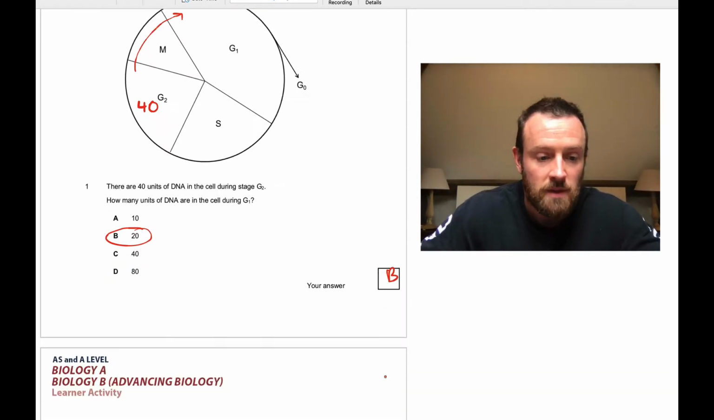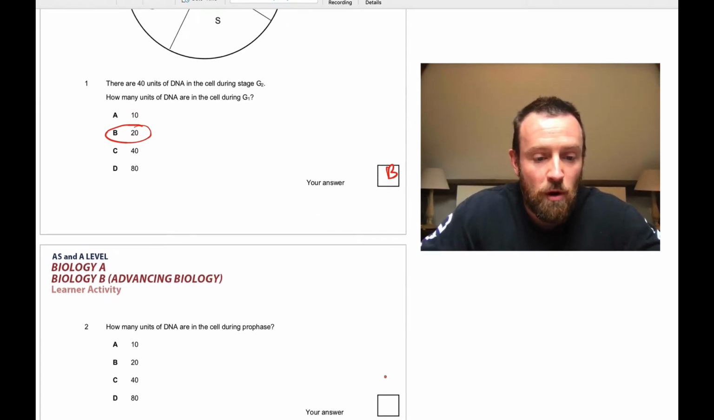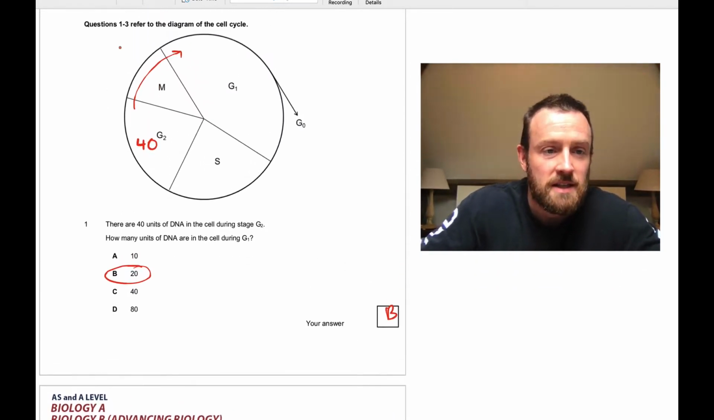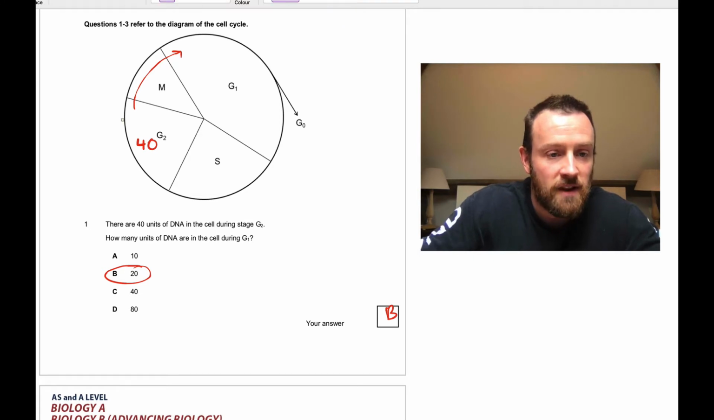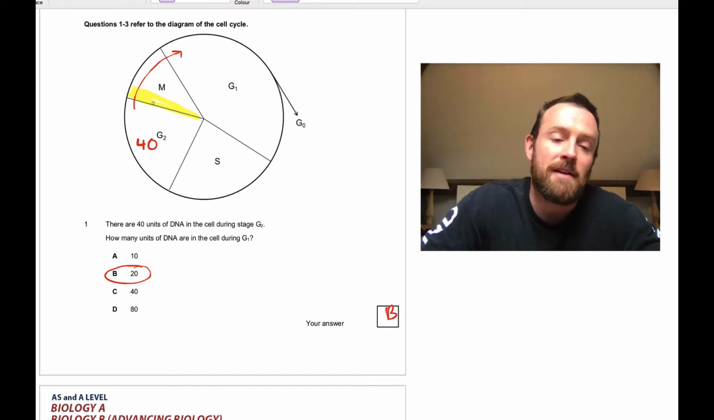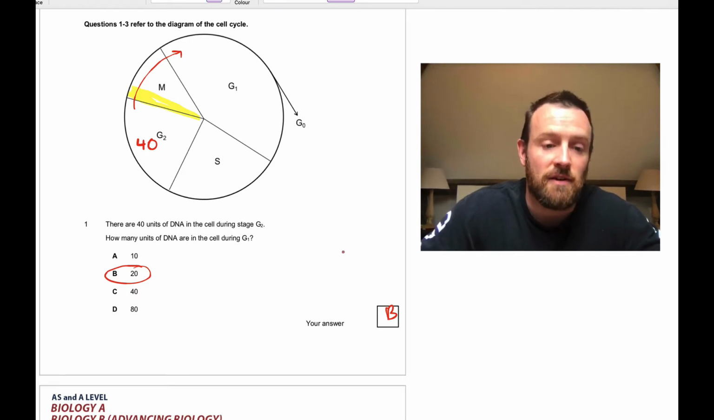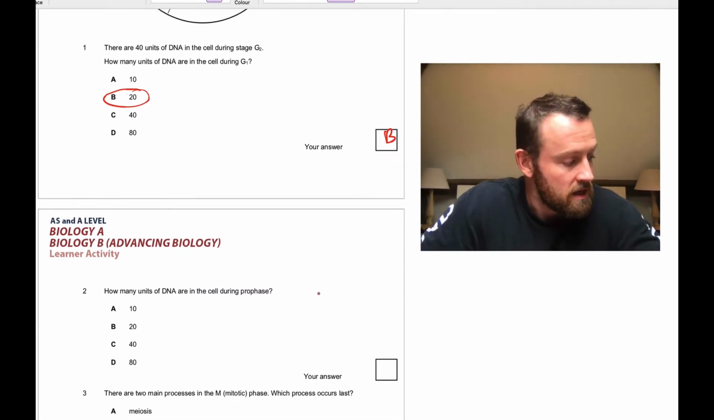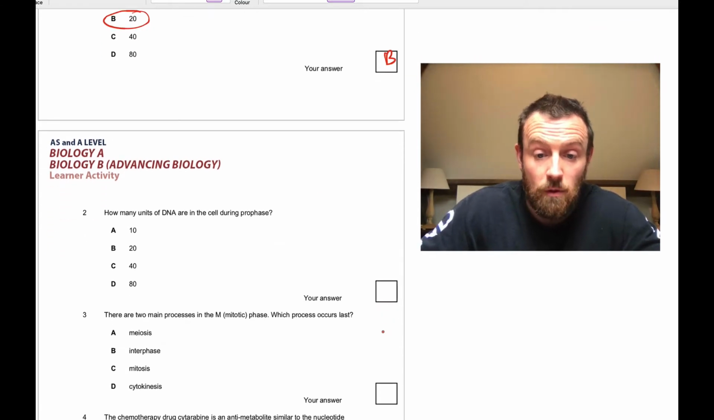Okay, moving on. Second one, what about in prophase? Okay, so prophase is in this phase here, right, the beginning of mitosis, right there. And in that phase, the cell hasn't yet divided, so it's still going to be 40. So the answer is C, so therefore that is B.